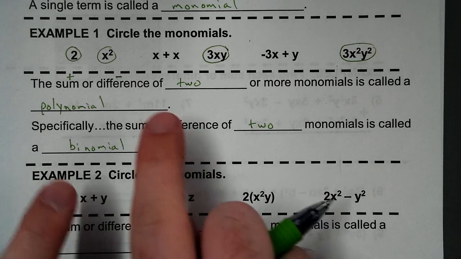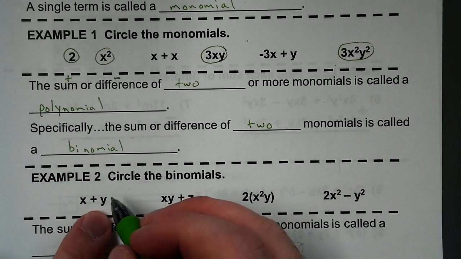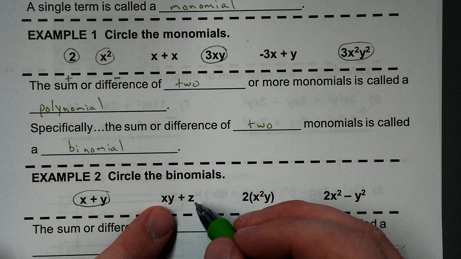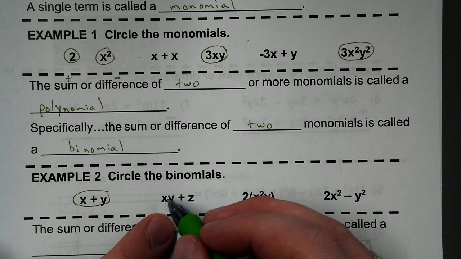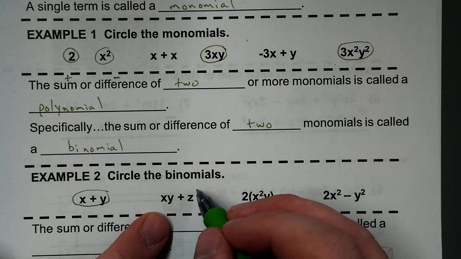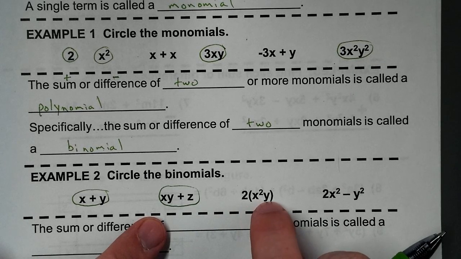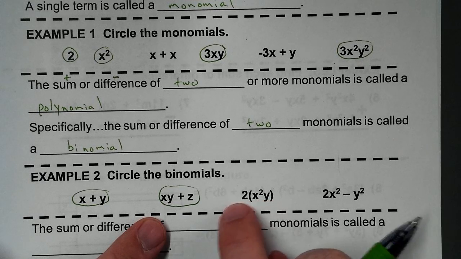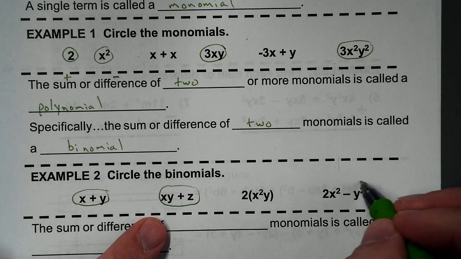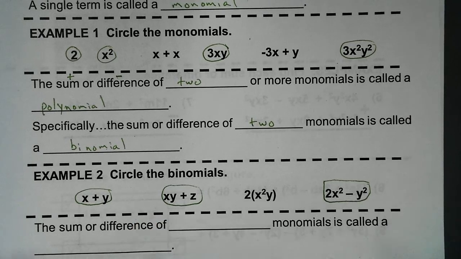All right. Now the key thing to look for is if it has a sum or a difference. So right here, x plus y, there's two terms, that's a binomial. xy plus z, even though this looks like two letters to where there would be three letters, these two are combined because they're not separated by a plus or minus, so that's still a binomial. This one, 2 parentheses x squared y, this is actually just a monomial. If I multiplied all that together, I'd just get one single number. And then 2x squared minus y squared, that is another binomial. It's separated by a plus or minus.